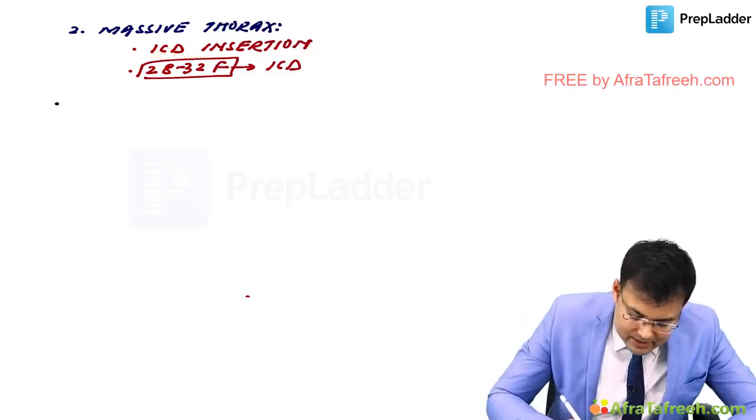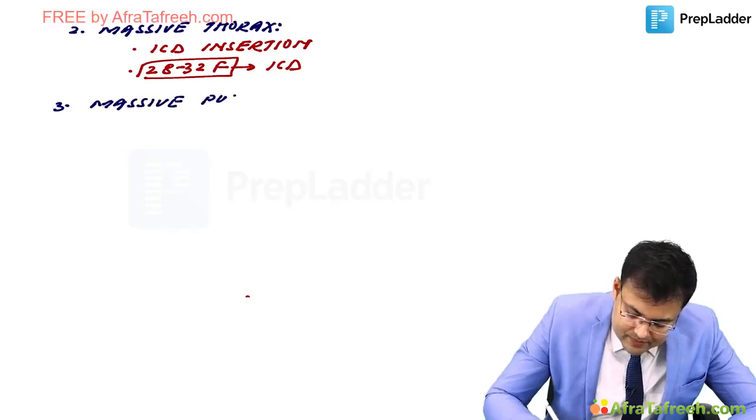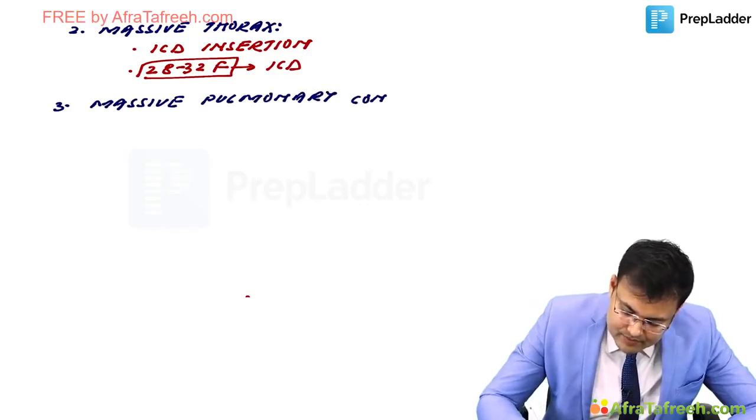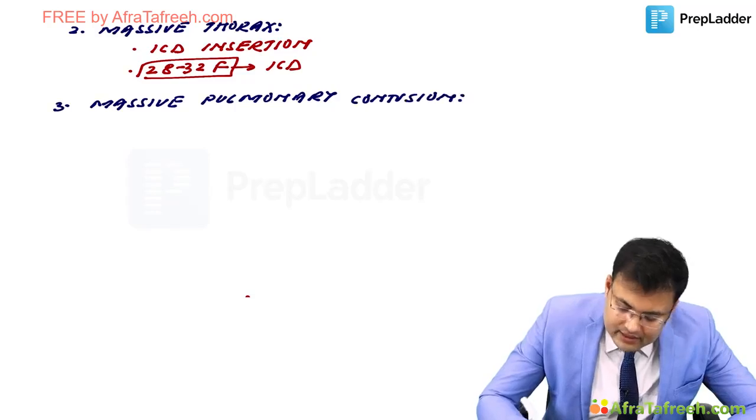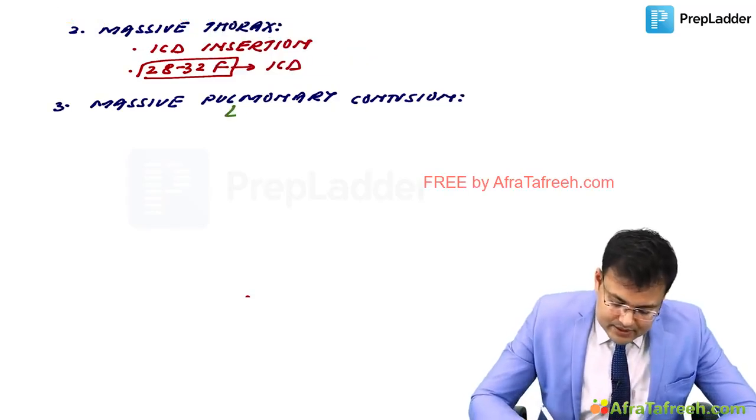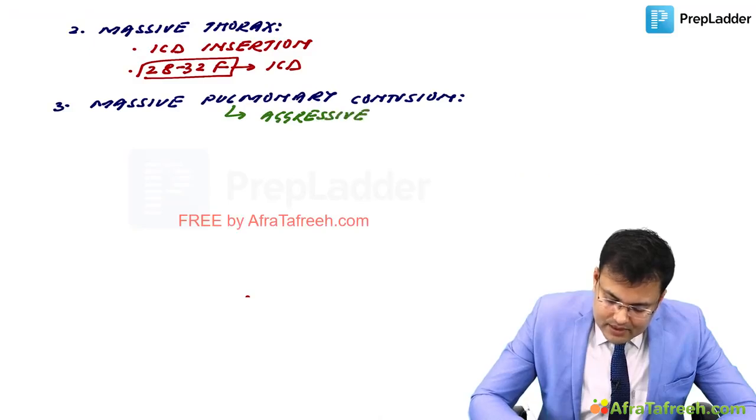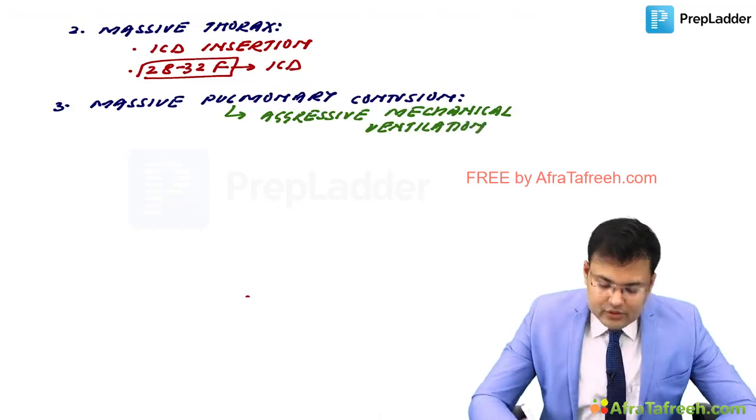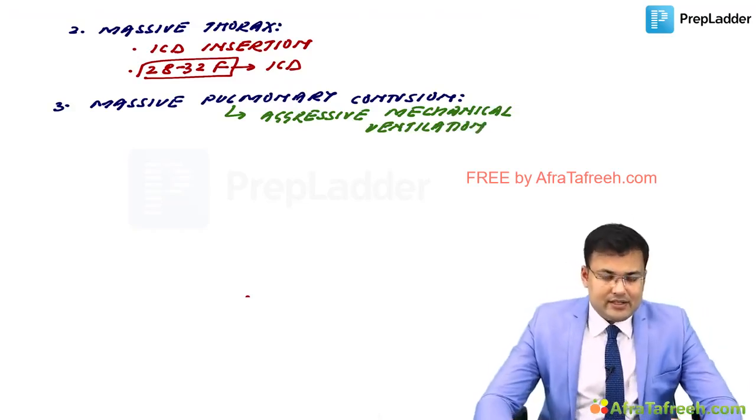Third problem is massive pulmonary contusion. The patients of flail chest who are having massive pulmonary contusion. Clear? And these patients require aggressive mechanical ventilation. So in these patients, aggressive mechanical ventilation is required.